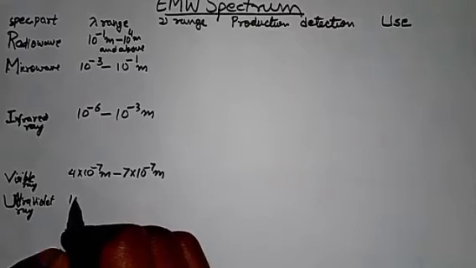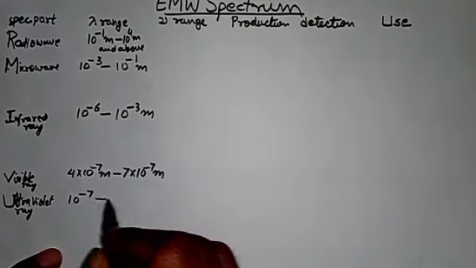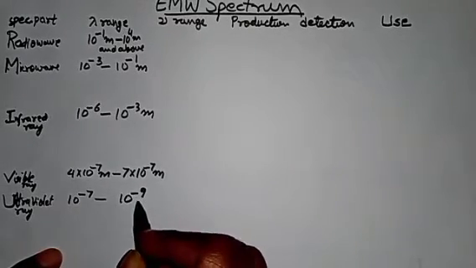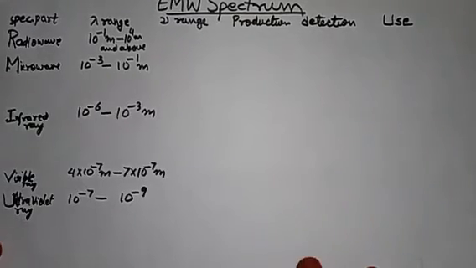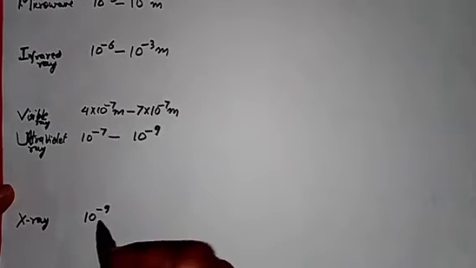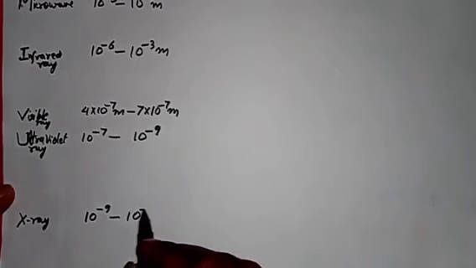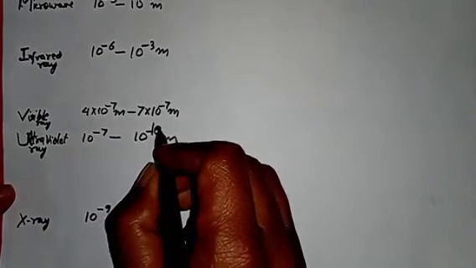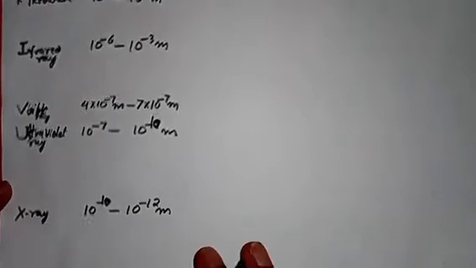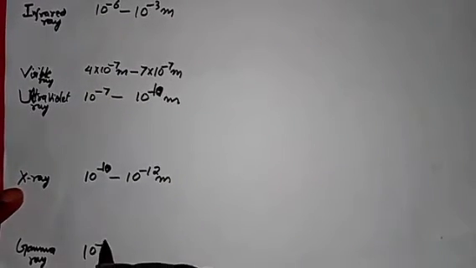Ultraviolet 10 to the power minus 7 to 10 to the power minus 9, sometimes 10, but 10 is not included in ultraviolet. X-ray 10 to the power minus 9, which is not included in X-ray, to 10 to the power minus 12 meter. So why don't I write 10 here? But it is not included, and here it is included. And gamma 10 to the power minus 12 to 10 to the power minus 15 meter.